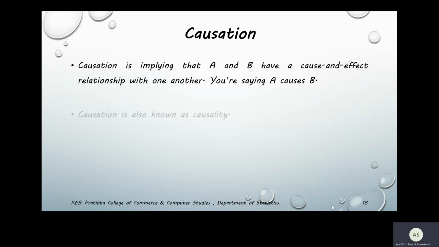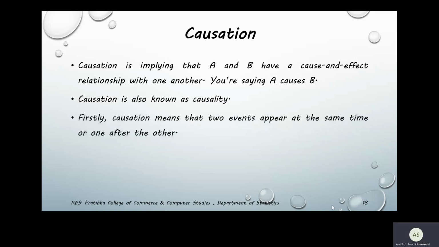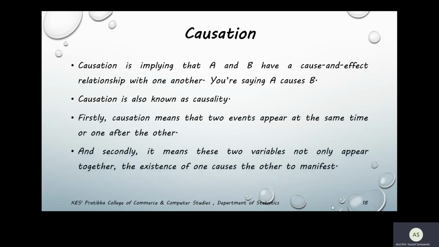Causation is also known as causality. Firstly, causation means two events appear at the same time or one after the other. And secondly, it means these two variables not only appear together, the existence of one causes the other to manifest.